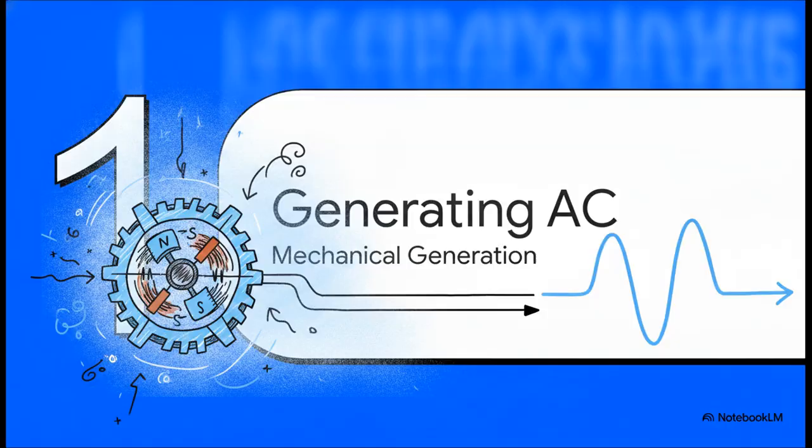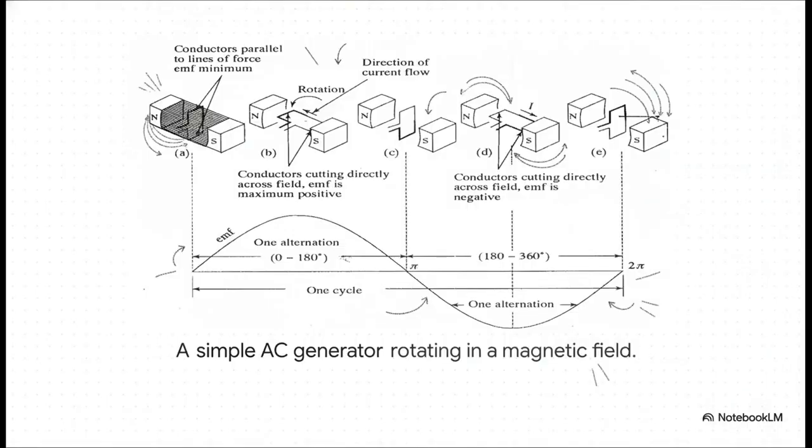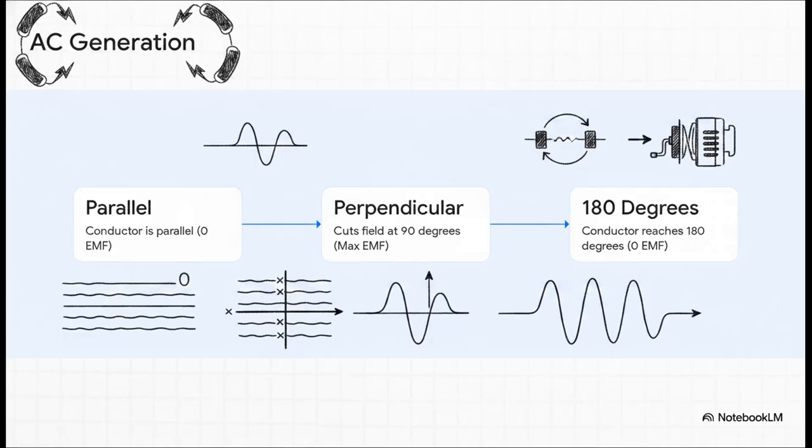Generating alternating current. Okay, picture a simple AC generator. What you've got is a rectangular loop of conducting wire, and it's placed right between the north and south poles of a permanent magnet. Now imagine this loop spinning counterclockwise. As it rotates, the sides of the wire actually physically slice through the invisible magnetic lines of force traveling between those two poles. Let's break down that spin, step by step.